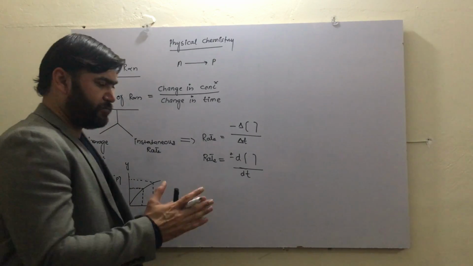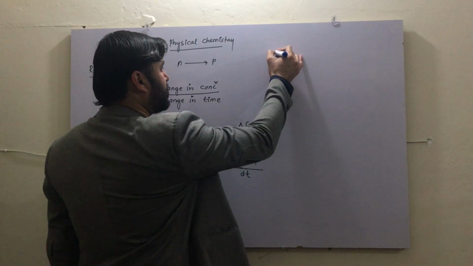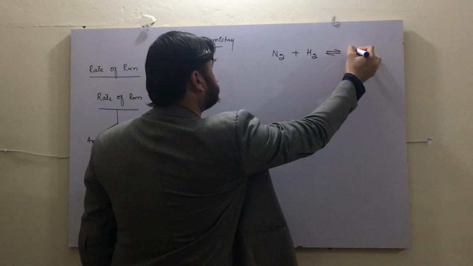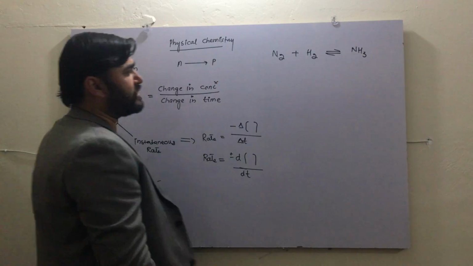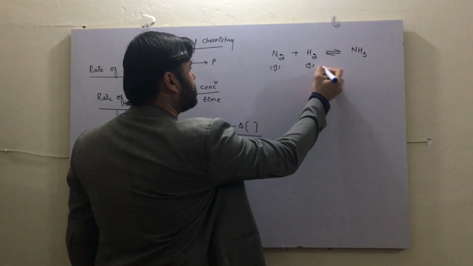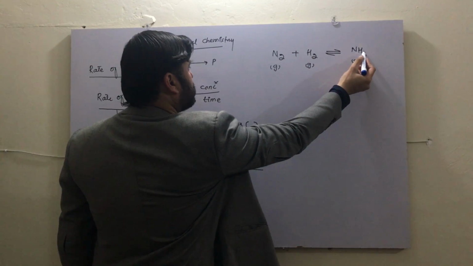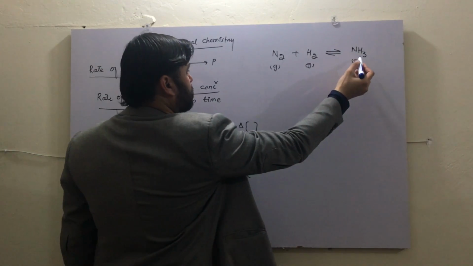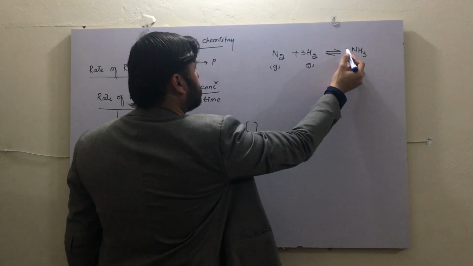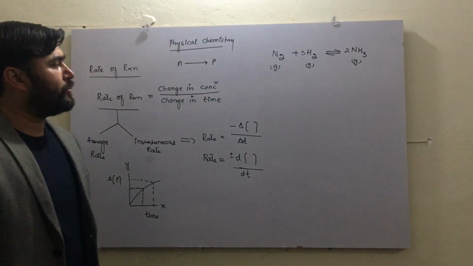This will be explained in more detail later on, but let's take a good example, that is ammonia. N2 plus H2 goes to form NH3. Let's balance this reaction. All are in gaseous state. Hydrogen is 3 on the product side, so we multiply it to make 6, so just multiply it with 2.